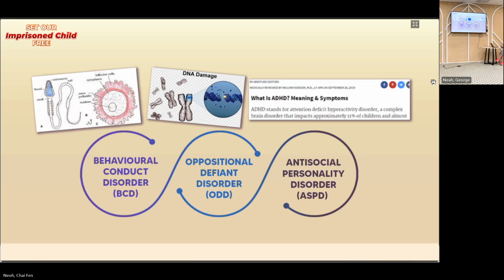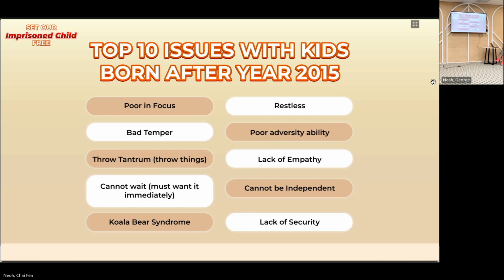Okay, come, next slide. Then we have the top 10 issues with kids born after year 2015. Let me give you, since all of you here fall under this category, 1 minute to reflect. How many have you come across in your child, or have you hit the jackpot, 10 out of 10? Okay, come, let's have 1 minute. If you have more than around 4, the siren is already alarming, which means we need to actually do something. If it's less than 4, we can further do prevention work.